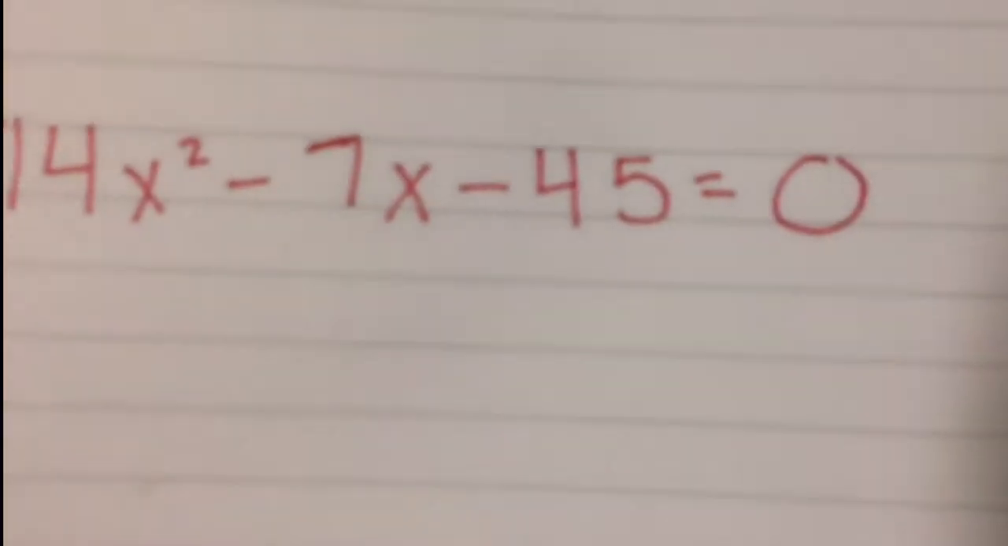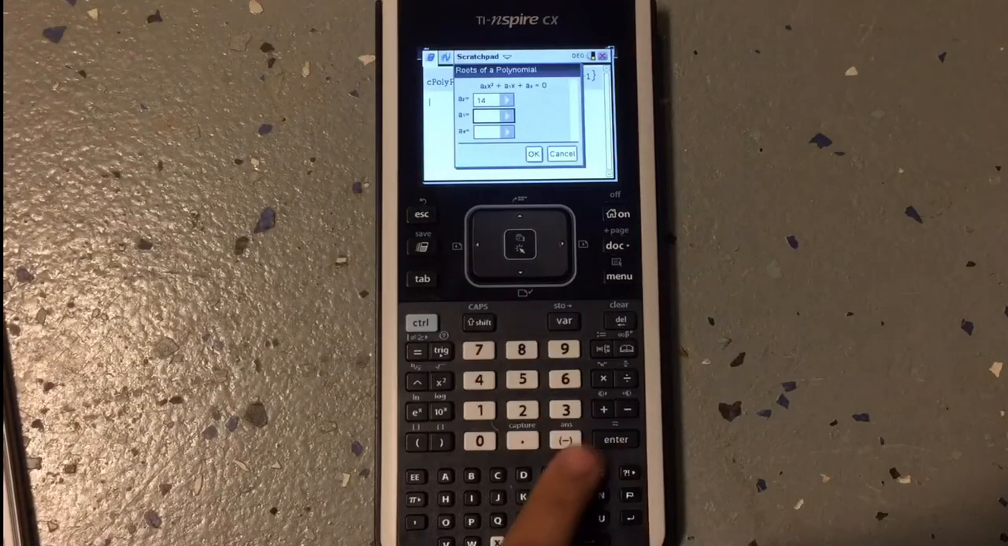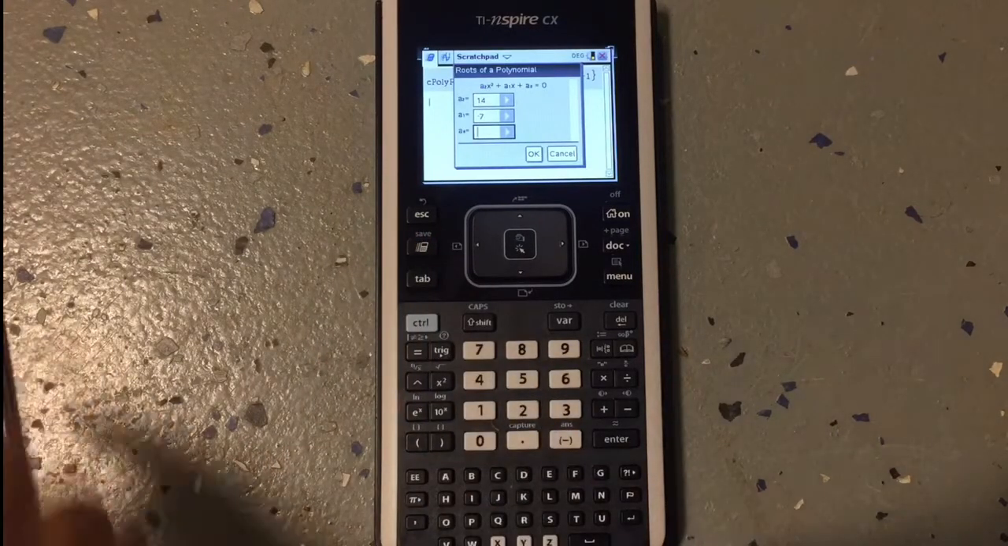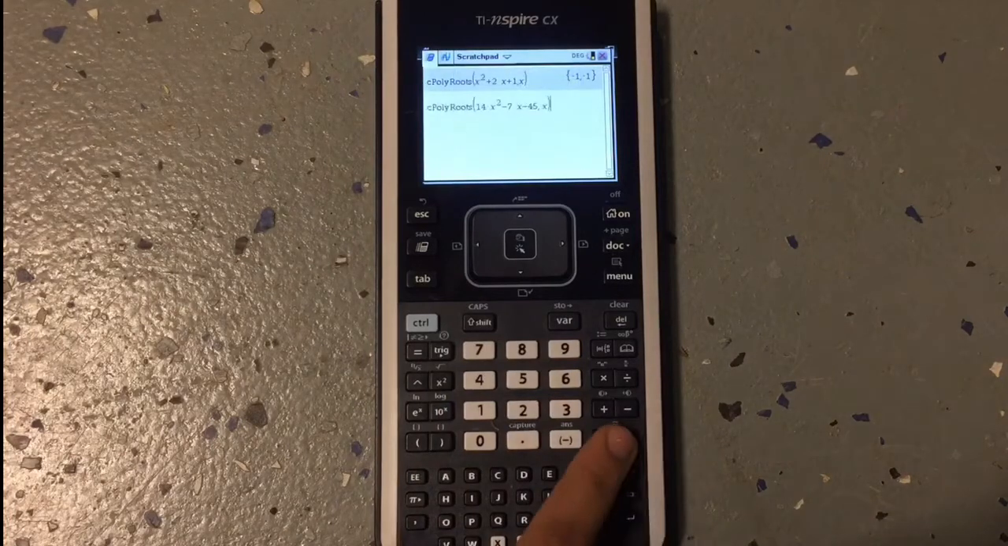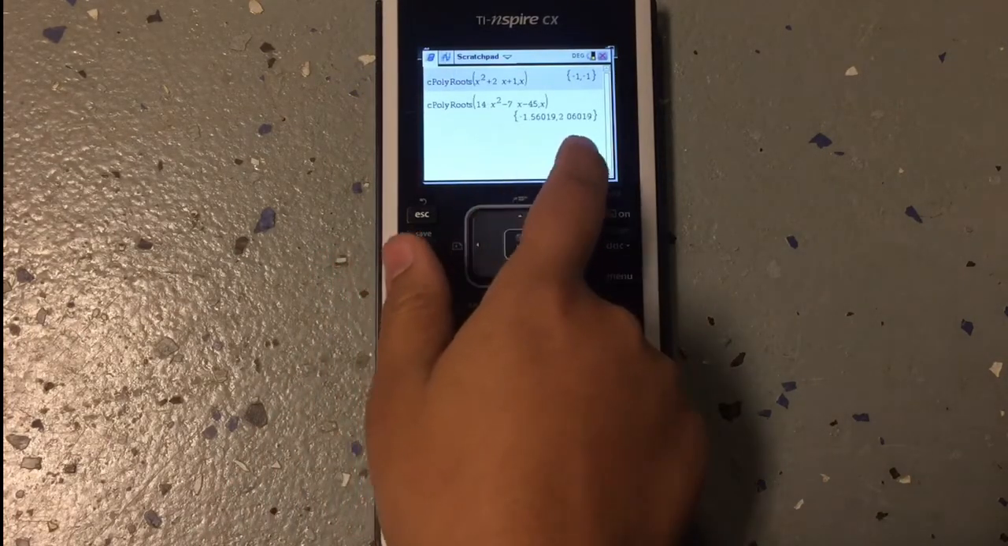Our first coefficient is 14. Our second coefficient is -7. And remember not to use the subtraction sign. You want to use the negative sign because otherwise this will not work. It will just show up as an error. And the next coefficient, or just number, is -45. Press Enter twice again, and we have our two solutions.